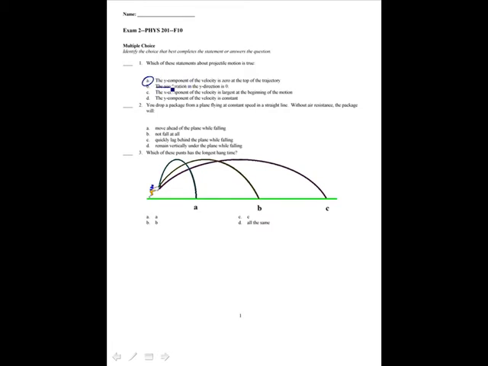Acceleration in the y direction is 0. That's not true. It's minus 9.8. X component of the velocity is largest at the beginning. That's not true. It's the same throughout. And the y component of the velocity is constant. That's not true. It changes throughout. So the answer is A.